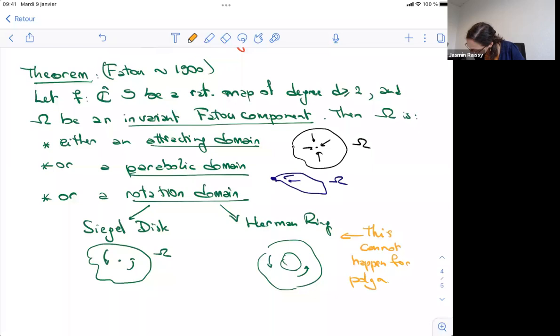As I was telling you at the very beginning, I'm going to be interested in polynomial endomorphisms of C2. So in my mind, I'm not going to have this kind of Herman ring stuff, okay? And if you don't like to work with rational maps in C hat, just think about polynomials. If you think about polynomials, you take out this last case.